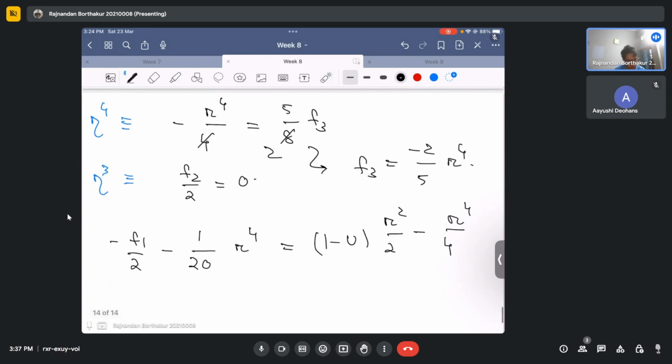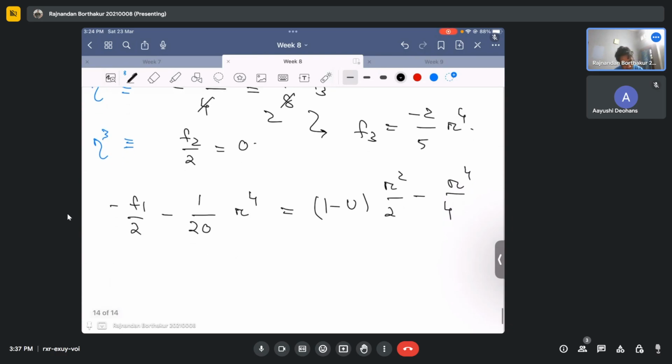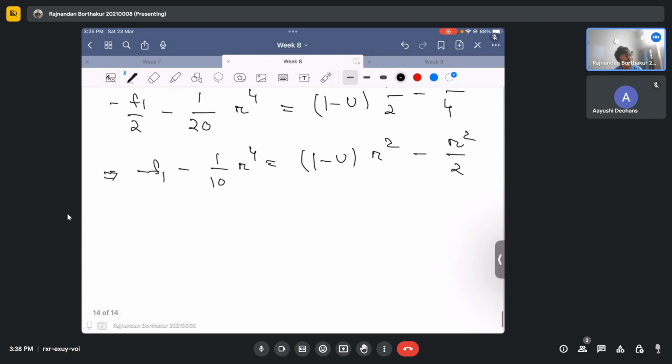So now maybe we can simplify this. We can multiply by 2 on all sides. So then this term would become minus f1. So the objective is to find f1. I hope you can understand that. So it will be f1 minus 1 by 10 r power 4 is equal to 1 minus u times r squared minus r squared by 2.